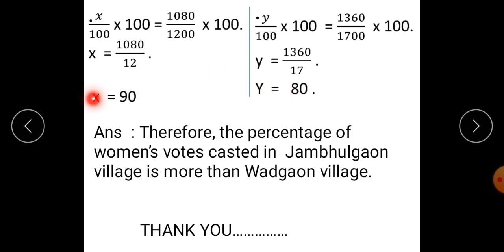If you compare both these numbers, 90 is greater than 80 and therefore the final answer is: the percentage of women's votes cast in Zambulgaon village is more than Vadgaon village.